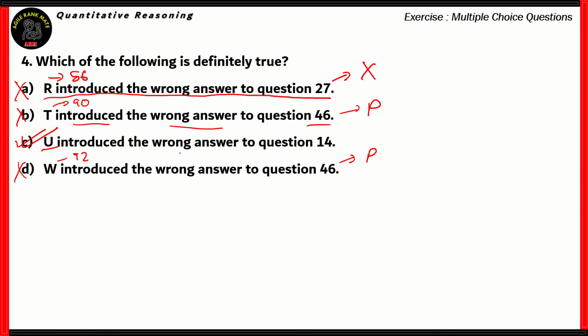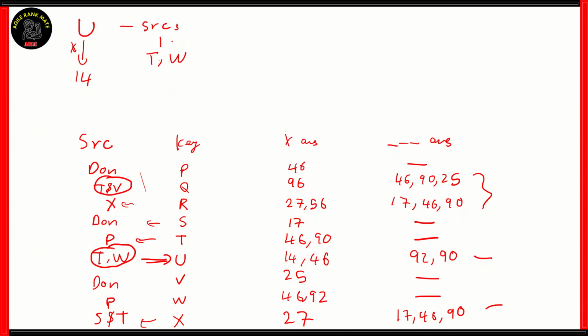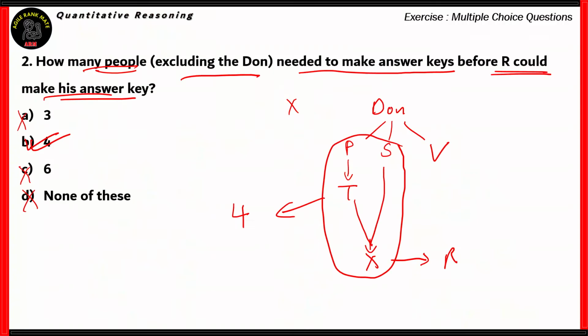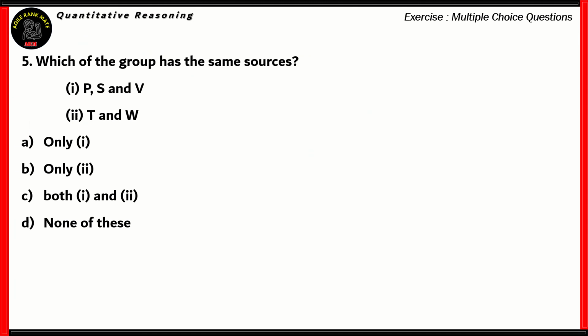U introduced the wrong answer to question 14. And if you look at our notes again, U's sources were T and W, and therefore it had 46 as the wrong answer from both of them. However, it created 14 all by itself. So therefore, option C, U introduced the wrong answer to 14, is the right option.